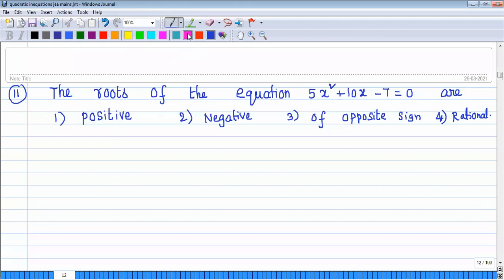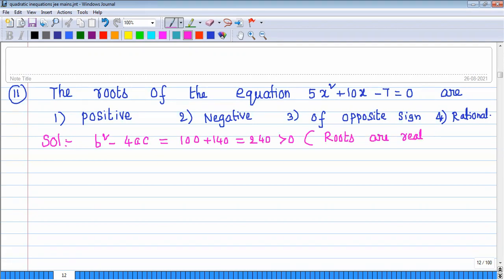First check b square minus 4ac. Whether it has real roots or unreal, we need to check. b square minus 4ac, what do you get? 100 plus 140, that is 240, which is greater than 0. Roots are real and distinct. This is the nature of the roots. Am I correct? This step is clear, all of you.